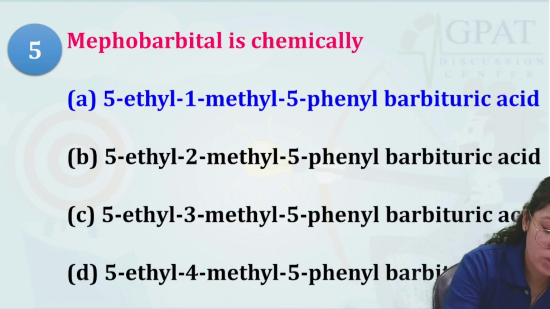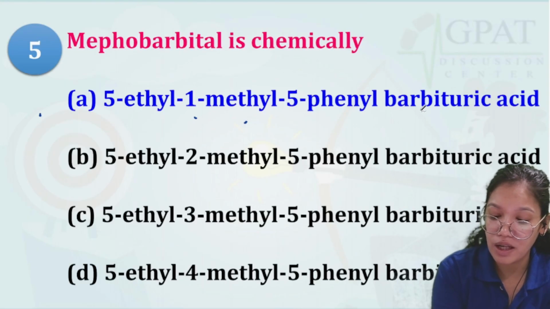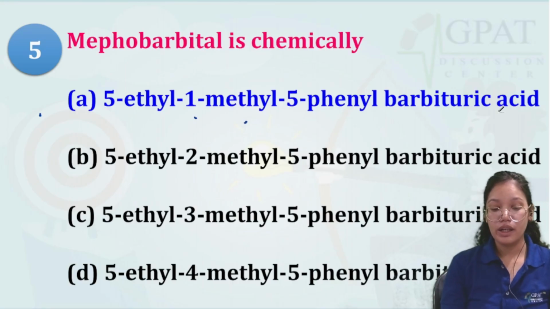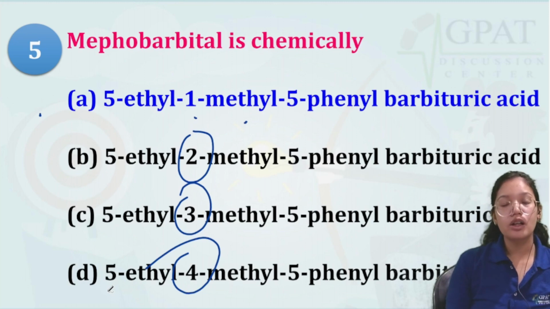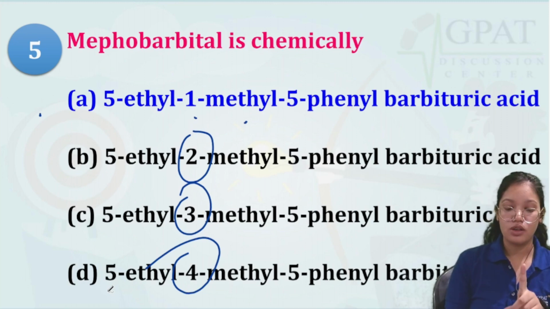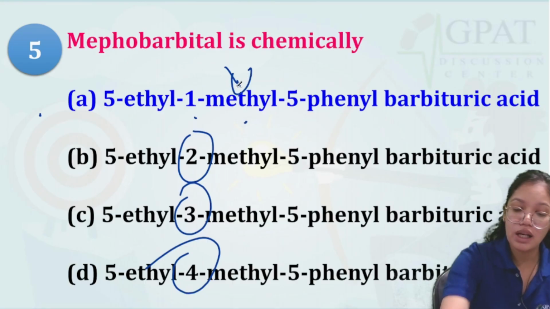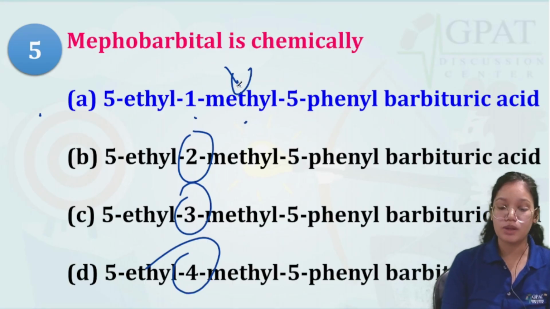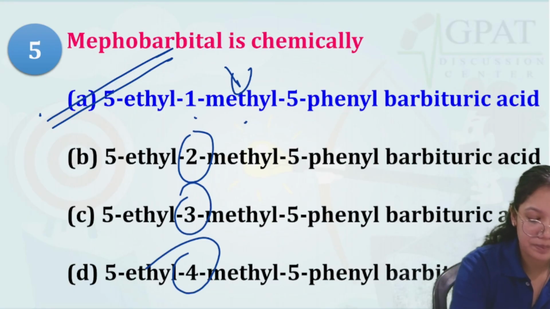So if we look onto the options, the first is 5-ethyl, 1-methyl, 5-phenyl barbituric acid. The others say 2 methyl, 3 methyl, 4 methyl. But the methyl group was present at 1st position; due to the presence of this methyl group it was given the 1st position. So methylbarbital, A is the right answer.